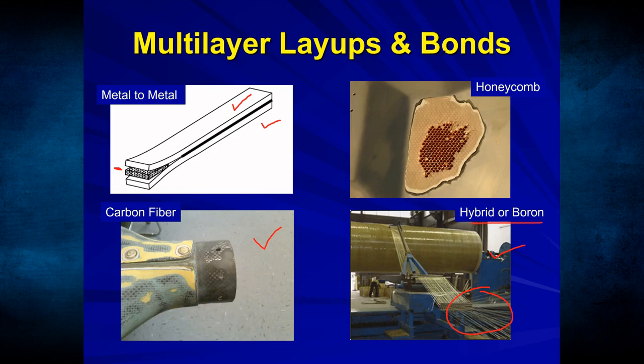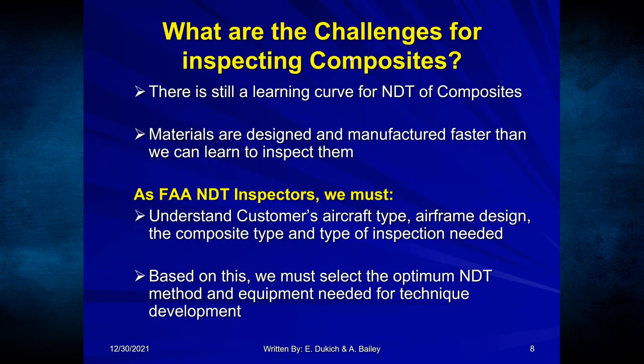I remember one time I was inspecting one of these aircraft that was made from this hybrid boron, and strings of layers was hanging from the wing, and I didn't even know what it was at the time. So as an NDT person, I said to myself, what in the world am I inspecting? I have to come up with a good technique to find the delaminations and the damage to this aircraft wing.